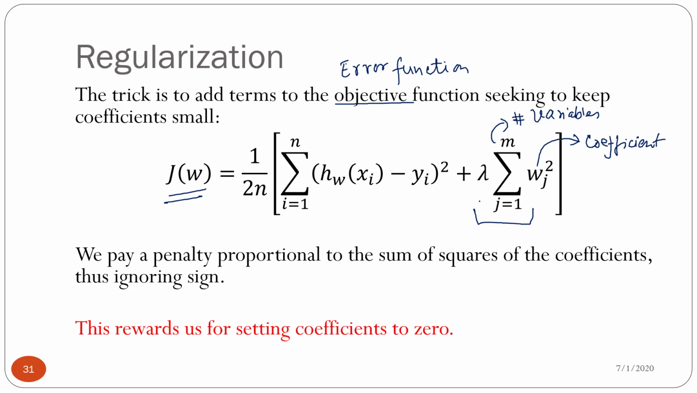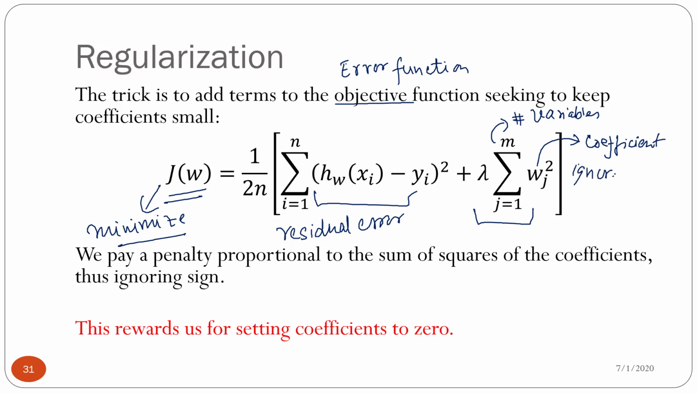Alright, so with this formulation, what will happen is that when you try to minimize J(W), you have to minimize, right? So when you're trying to minimize this error function, anyway you will minimize the residual. This is residual error. At the same time, you will be minimizing these coefficients as well. So you should wonder why W square. For the same reason, we want to ignore the sign, so you have to square the coefficient. Square that up, sum that up, and multiply that by lambda. Okay, what is the role of lambda?